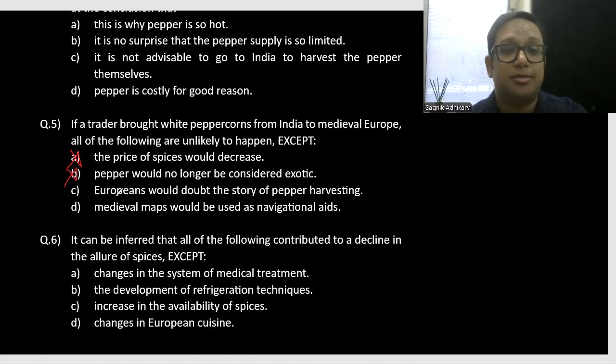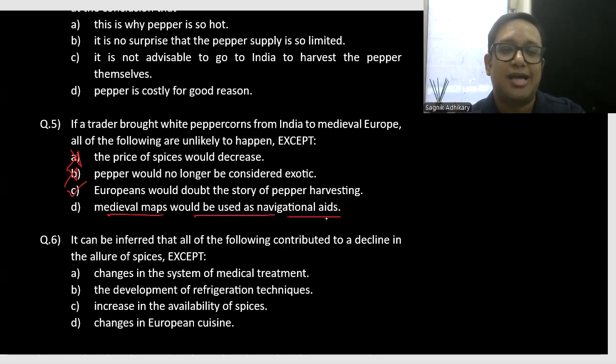Not likely to happen. Europeans would doubt the story of pepper harvesting. Yes, because the story requires that trees be burned down. Hence the black peppercorns, shriveled black peppercorns. But these peppercorns are from India and they're white. That means the trees were not burnt down. So C is a valid choice.